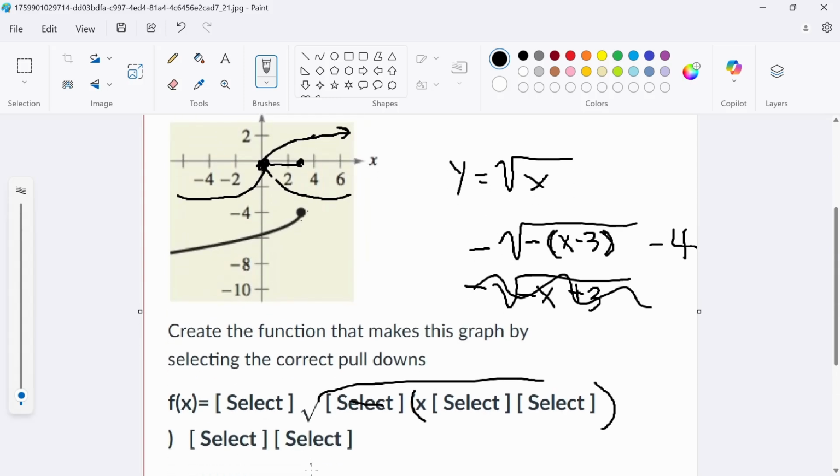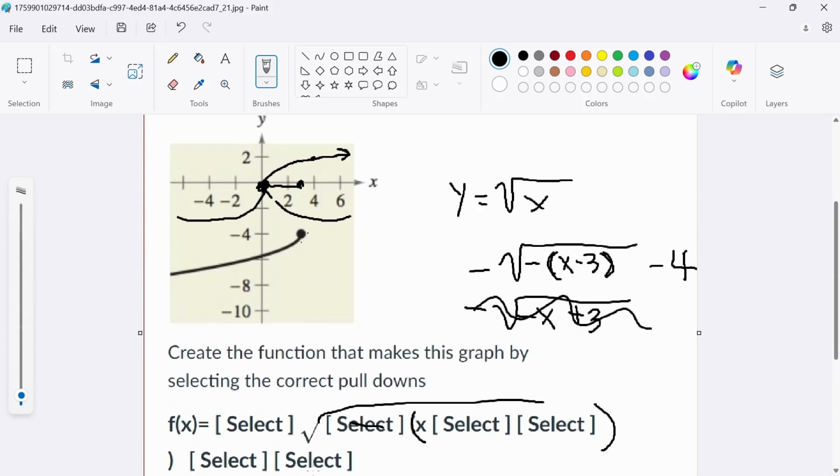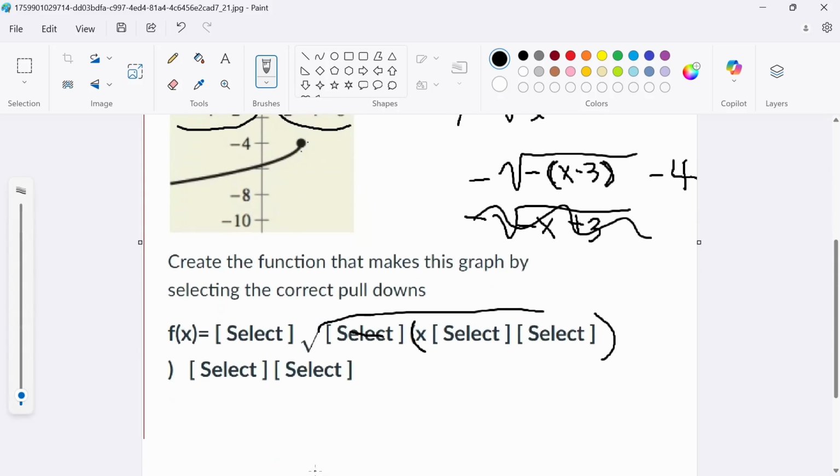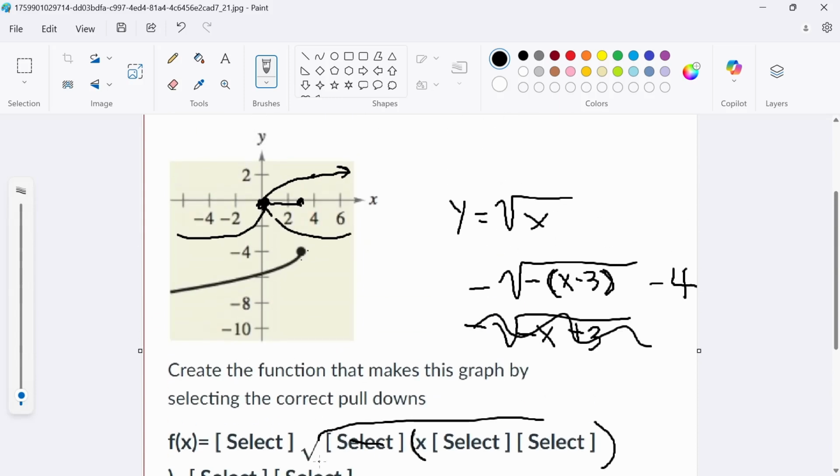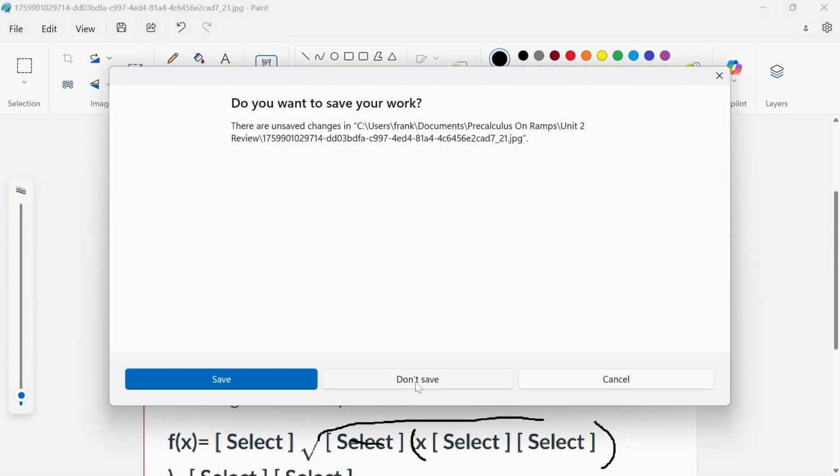So that's what you would enter, and however it's entered. It would be negative, and then this would be negative, and then x minus 3, and then minus 4. So I don't have all the selections there, but this is what you'd have to enter. And with that, this pre-calculus on-ramps review is finished.